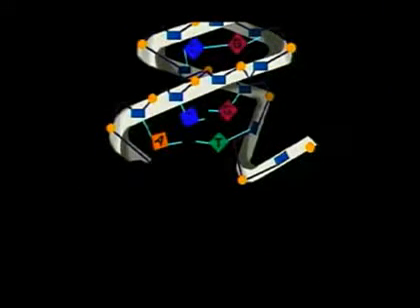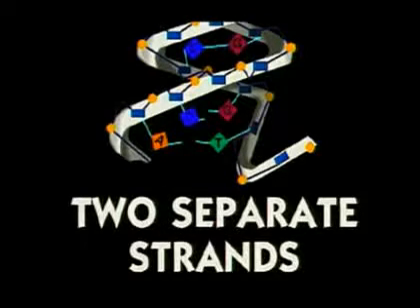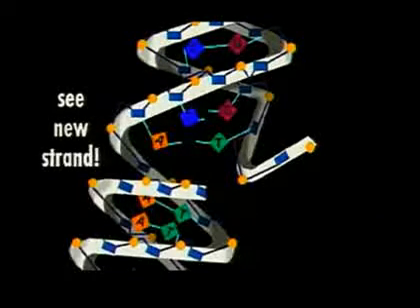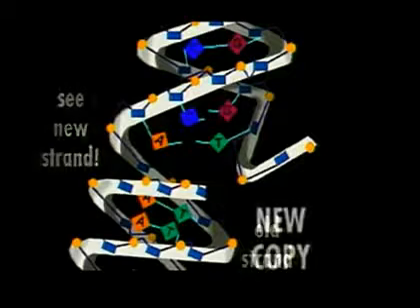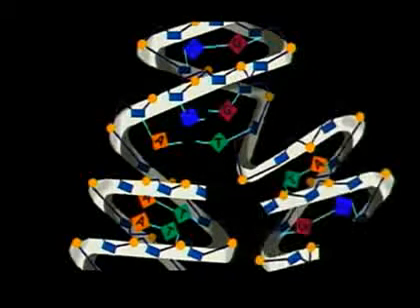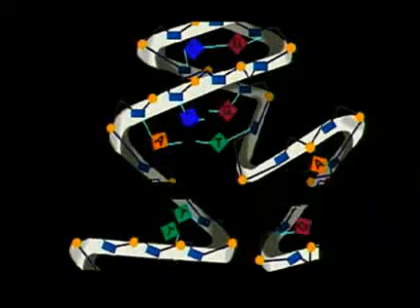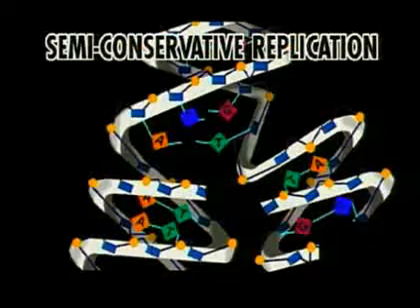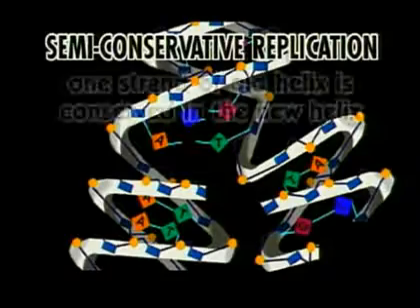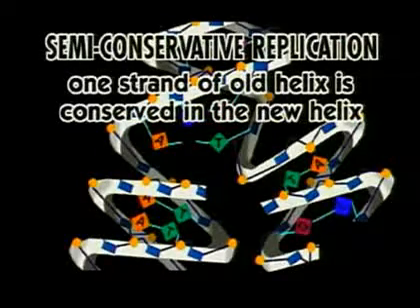So to replicate DNA, you unzip a segment so you've got two separate strands. Then the new strand is formed off the template of the old strand. This new and old strand now stay together and form one of the new copies. In this system, each new copy has one old strand and one new strand. This method is called semi-conservative replication, because one strand of the old helix is conserved in the new helix.